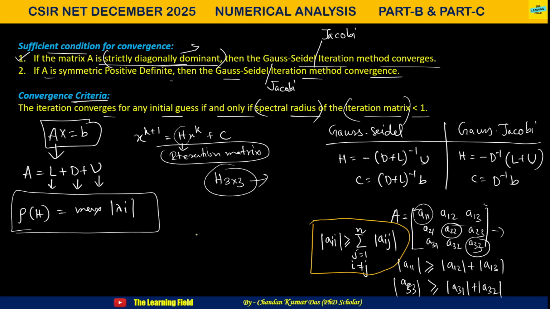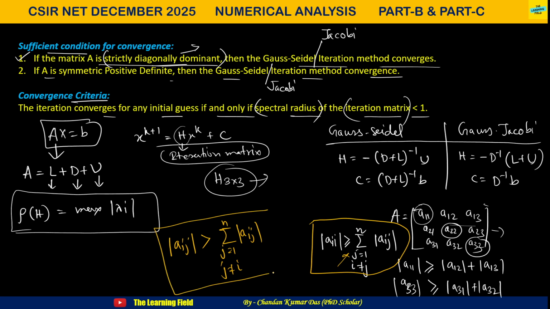Now, what is strictly diagonally dominant? If this inequality holds in the strict case, that is, if mod of Aii is strictly greater than the summation over j equal to 1 to n of mod of Aij, j not equal to i, then it is called strictly diagonally dominant. Now, these are sufficient conditions. That is, if the matrix is strictly diagonally dominant, then we say that the Gauss-Seidel iteration method or the Jacobi method converges. But if the matrix is not strictly diagonally dominant, then we can't say anything.